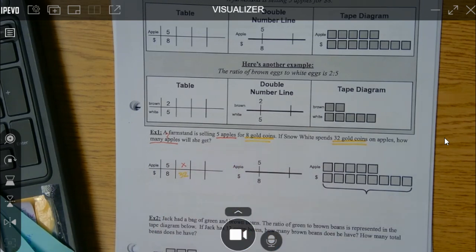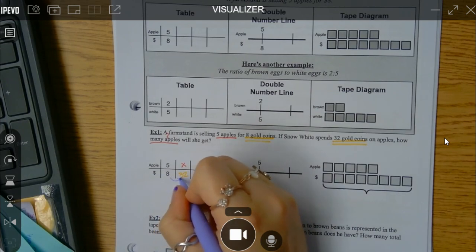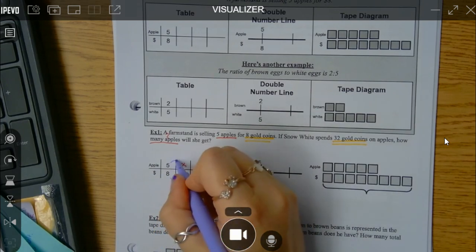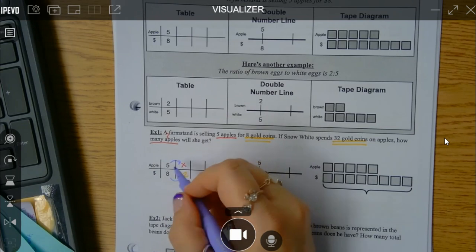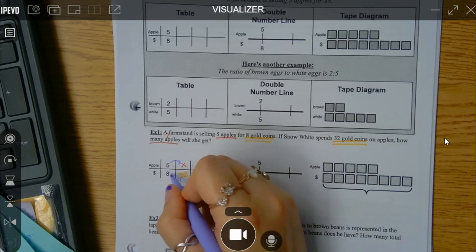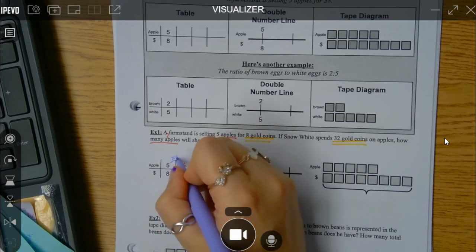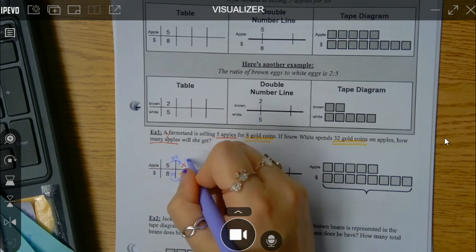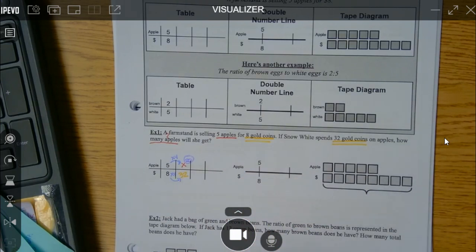Well, ask yourself, how do you get from 8 to 32? Because you always want to go towards the direction of your unknown, right? So I want to go this way. So how do you get from 8 to 32? Yeah, if you multiply by 4. So now do 5 times 4, and what do you get? That's right, 20.